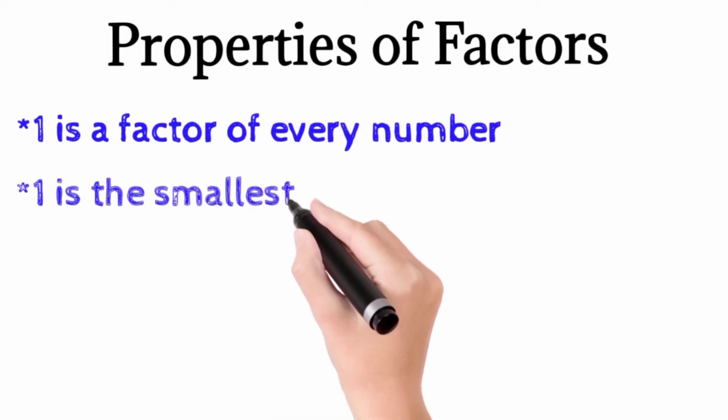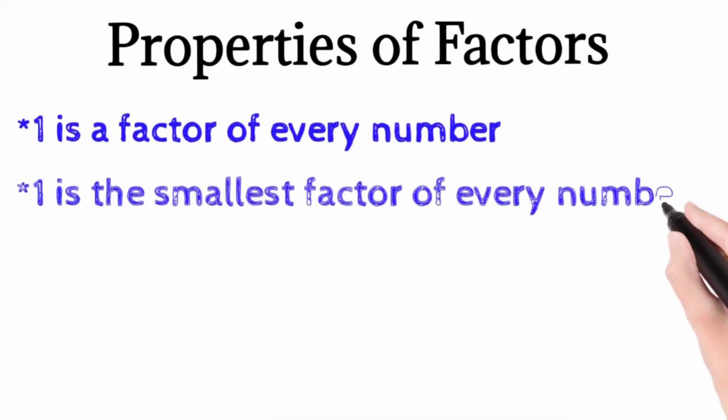1 is the smallest factor of every number. Since we know division by 0 gives us quotient also as 0. That's why we do not include 0 in factors, and thus 1 is the smallest factor of every number.